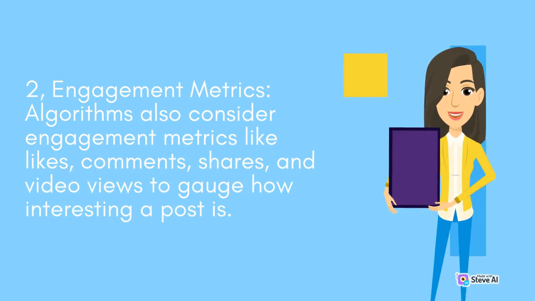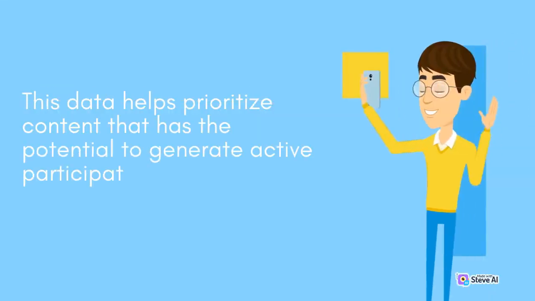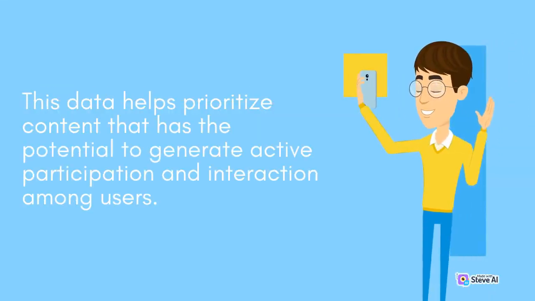2. Engagement metrics. Algorithms also consider engagement metrics like likes, comments, shares, and video views to gauge how interesting a post is. This data helps prioritize content that has the potential to generate active participation and interaction among users.